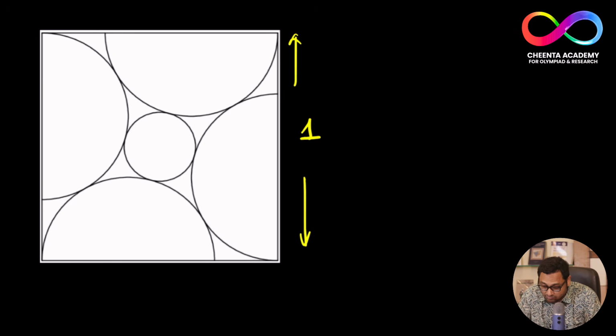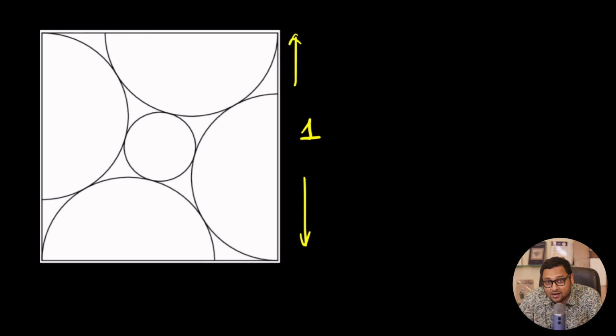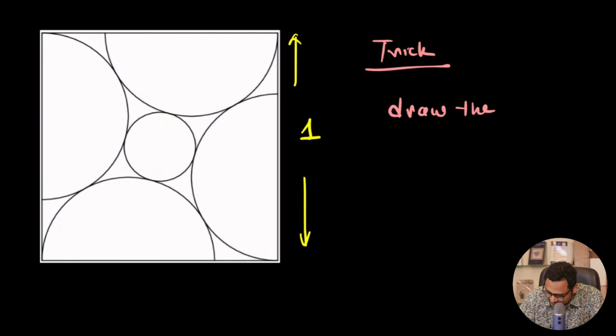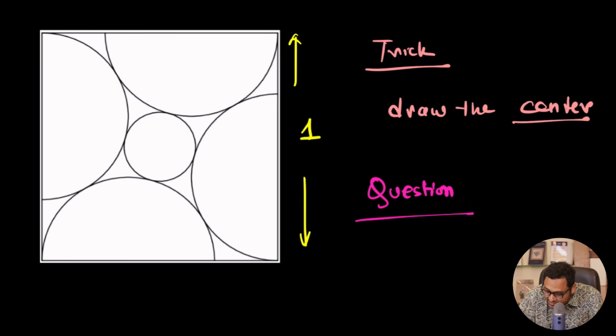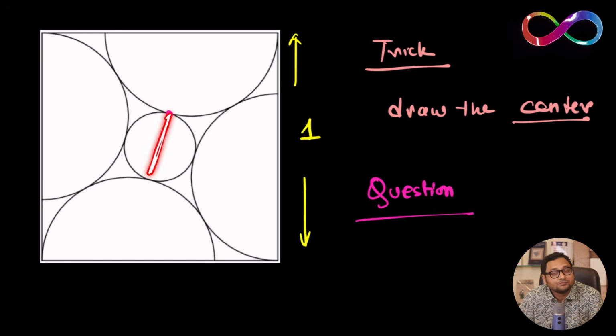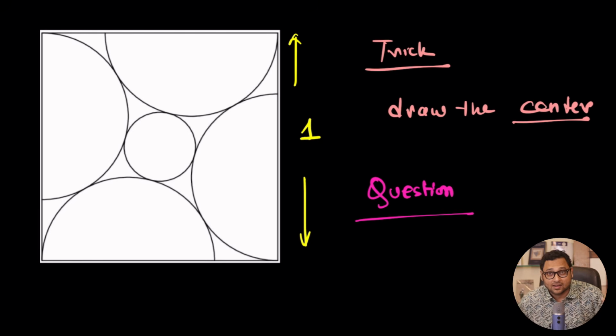Okay, so that's great. Whenever you get a problem related to circles, here is a trick. Draw the center. We will come back to this in a moment, but let me just finally tell you what the question is. The question is, find the diameter of this small circle, okay? All right, so step 1, whenever you get a circle related problem, mark the centers.